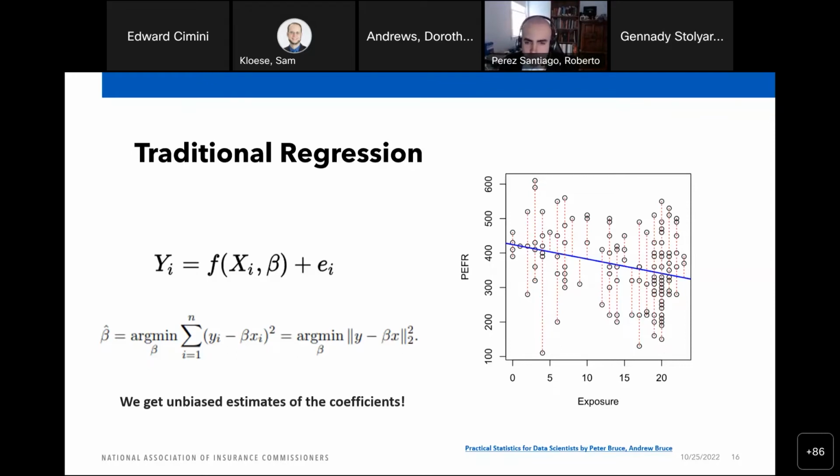A very important property of these beta coefficients that we estimate in this way is that they are unbiased. And this allows us to obtain p-values and confidence intervals around them, just as Dorothy was discussing. If we go to the next slide.